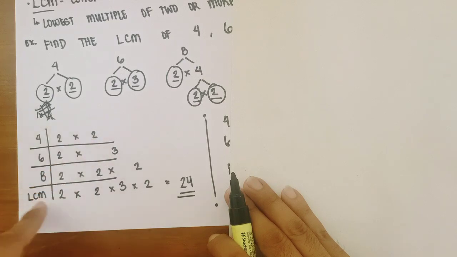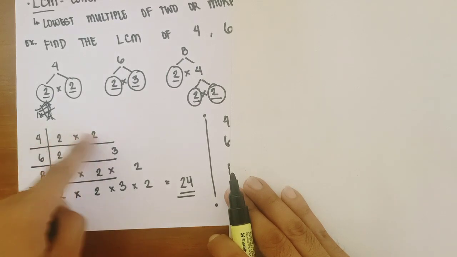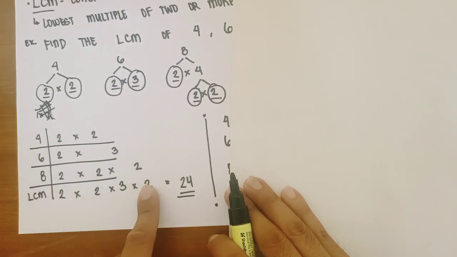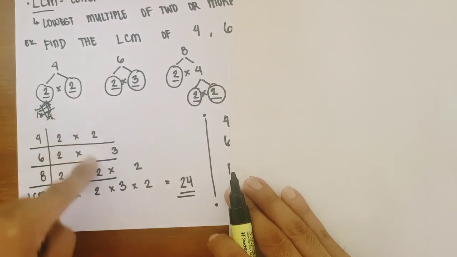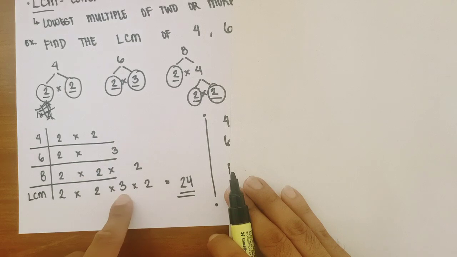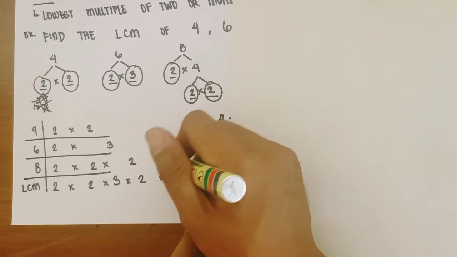Next, just bring them down. Gawa kayo ng tables. Ganyan yun. Nakahilera siya. So, 2, 3, 2. So, 2 times 2 is 4. 4 times 2 is 8. 8 times 3 is 24. That's why ang LCM natin is 24.